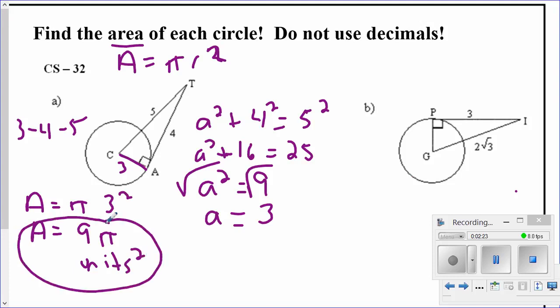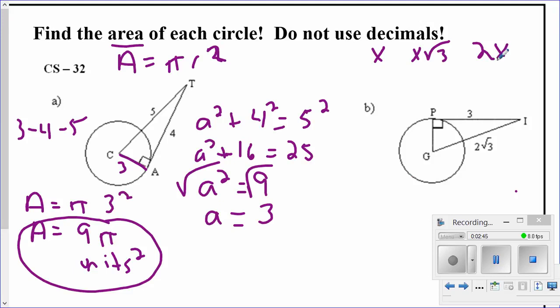Looking at the next one. I see a 3 for the long leg, and I see 2 root 3 for the hypotenuse. It's looking like perhaps this could be a 30, 60, 90. The reason I say that is I'm recognizing the square root of 3, and I know that x, x root 3, and 2x is the ratio for 30, 60, 90.